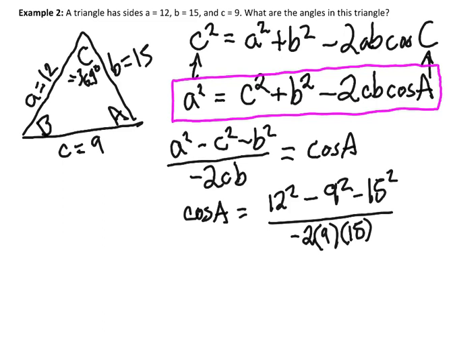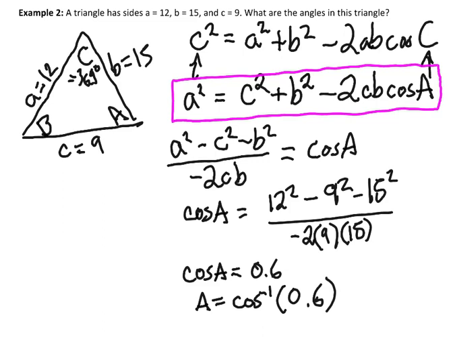And when I plug that into my calculator, I get 12 squared minus 9 squared minus 15 squared, divided by -2 times 9 times 15, I get 0.6. So cos of A equals 0.6. That means that A will be the inverse cos of 0.6, which is 53.1 degrees. So this angle in here, angle A here, is going to be 53.1 degrees.